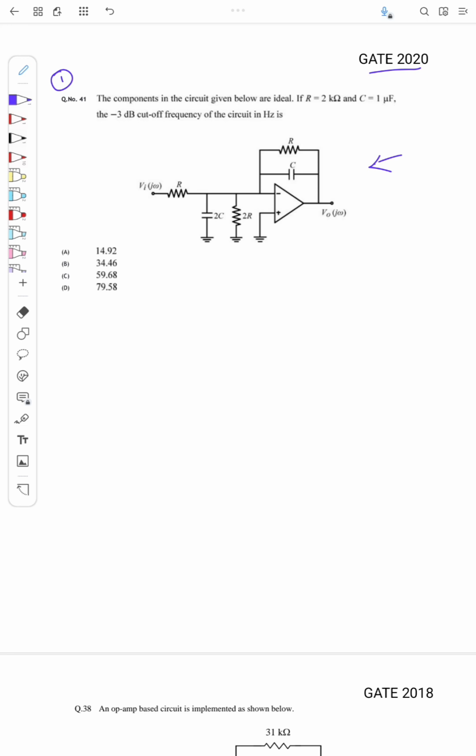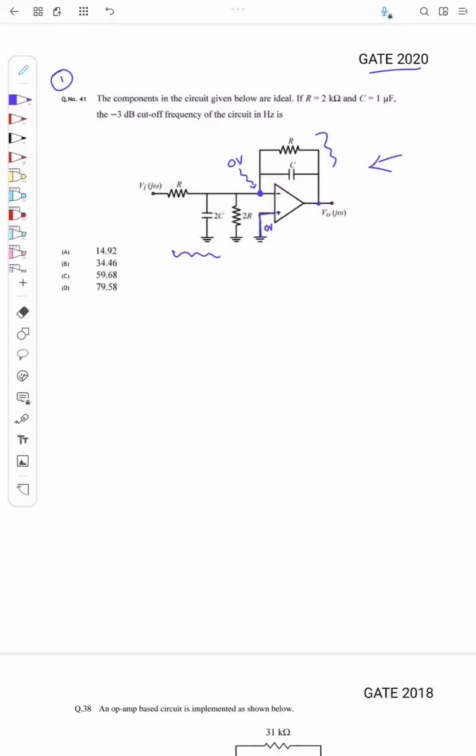Here there is an RC network at the input, and we have an RC network at the output, or we'll say at the feedback. From the circuit it is clear that it is a negative feedback system, right? Because the feedback voltage is given to its inverting terminal and the non-inverting terminal is connected to ground, which means this is 0 volt. So it's an inverting configuration, so definitely this node will be at 0 volt.